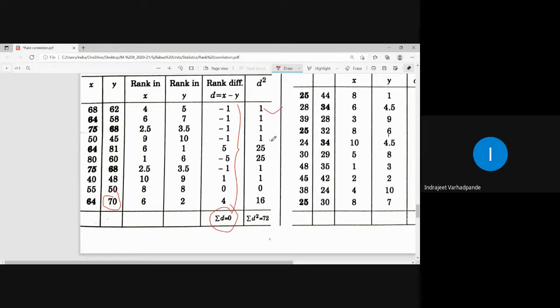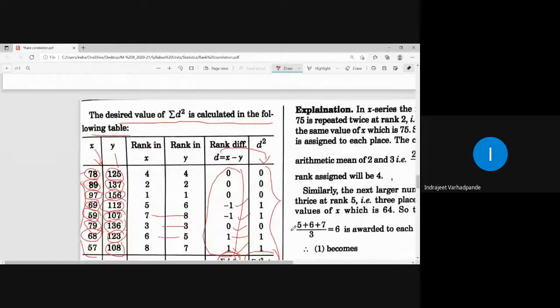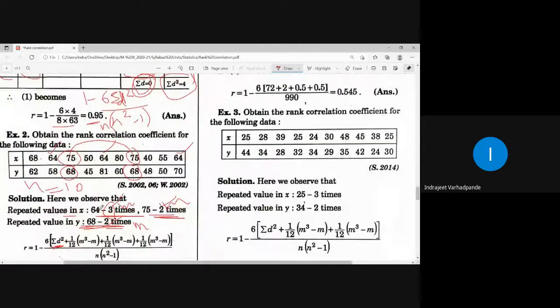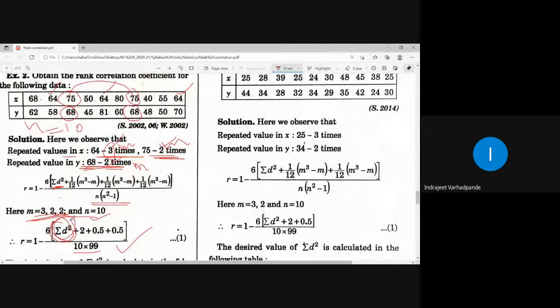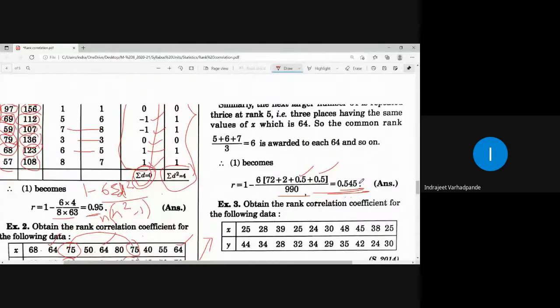Take the square of the column of d. Then summation of d square. The formula is already written with us. So accordingly, in the formula, I will be putting down summation d square as 72. If you remember, this is the formula which we have generated. Only summation d square is to be kept as 72. So 72 plus 2 plus 0.5 plus 0.5 upon this will give you the answer 0.545. So the value for R is 0.545. Here they have given the explanation.